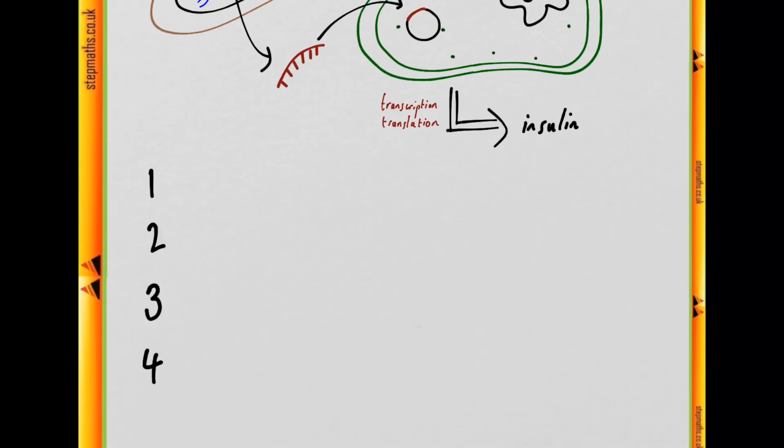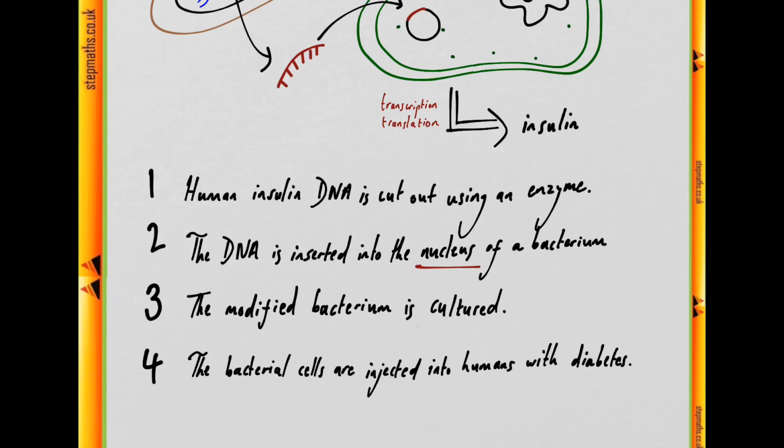Let's have a look at our four statements. Firstly, human insulin DNA is cut out using an enzyme. We know this to be true, it's a specific restriction enzyme. Restriction enzymes cut DNA at specific sites.